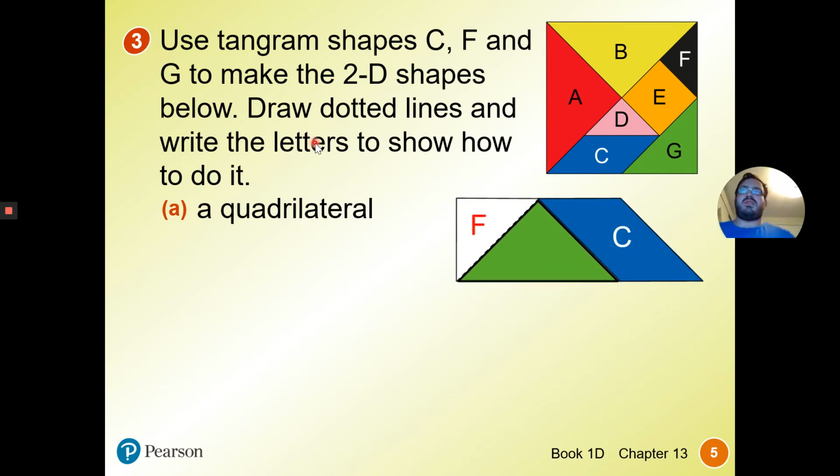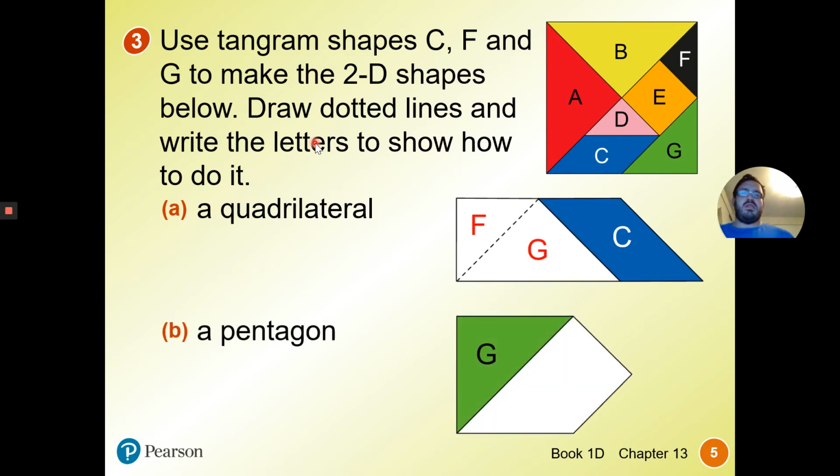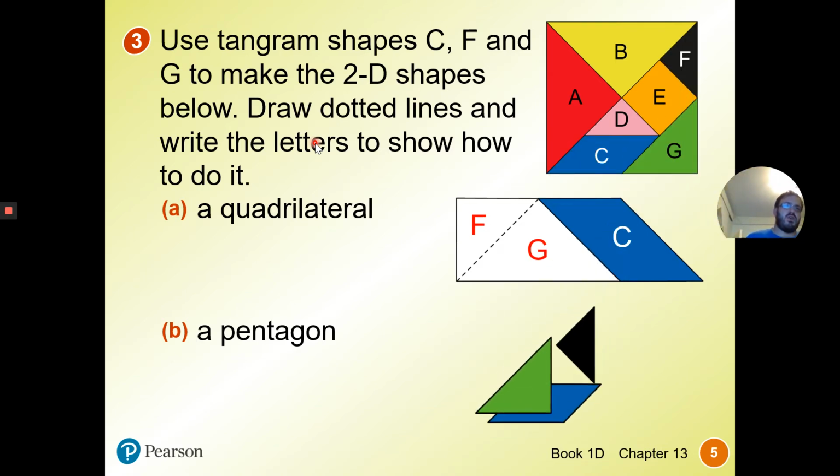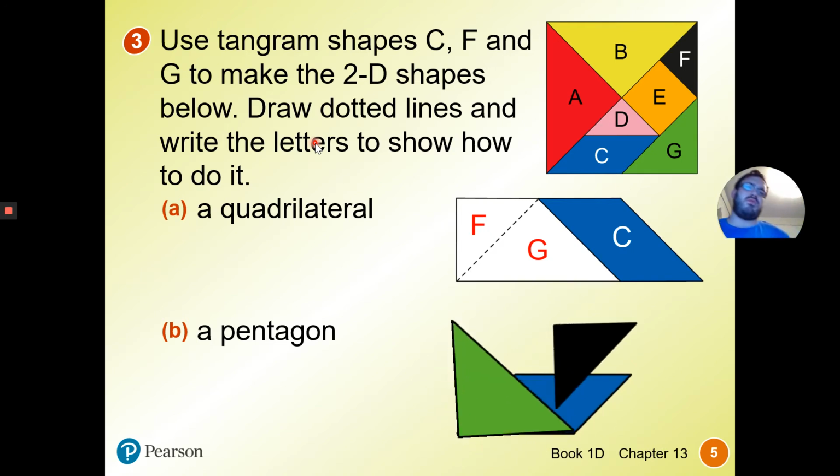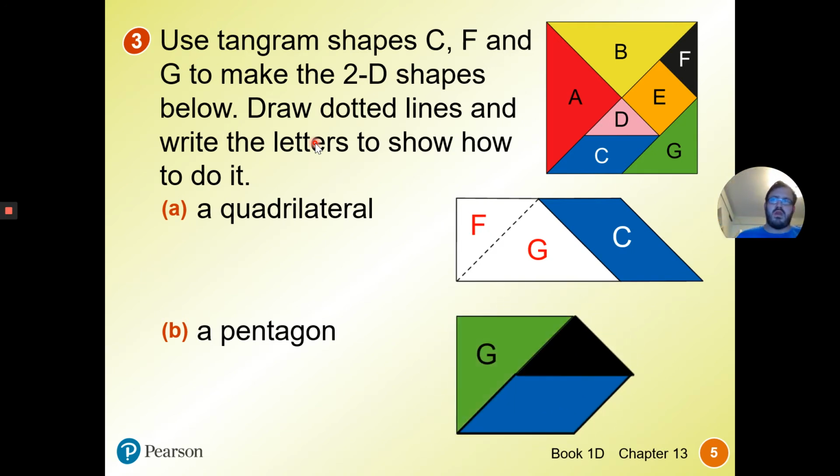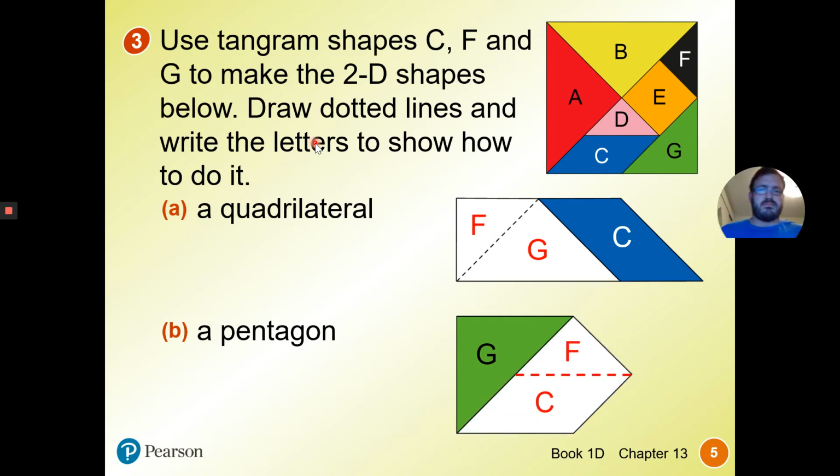So this time we've used the letter G. What two shapes can we configure? Well, if we include a dotted line to show how we rotate them, we have created a 5-sided shape, which is a pentagon. And we can see how the shapes are made up.